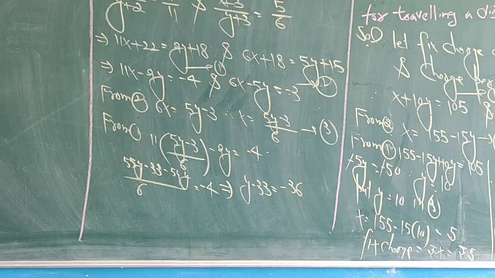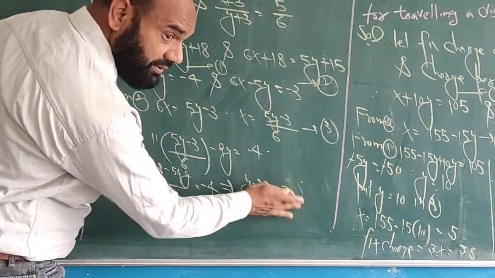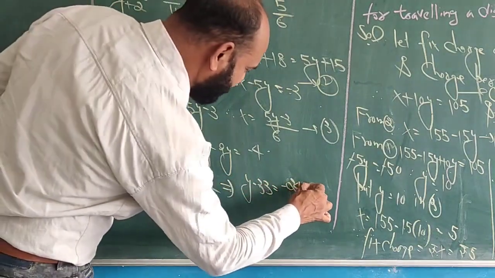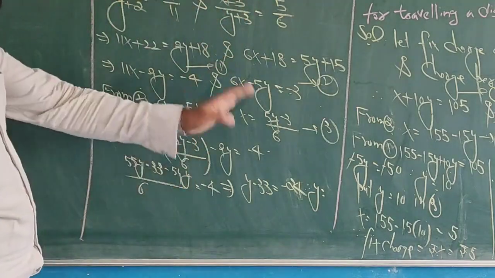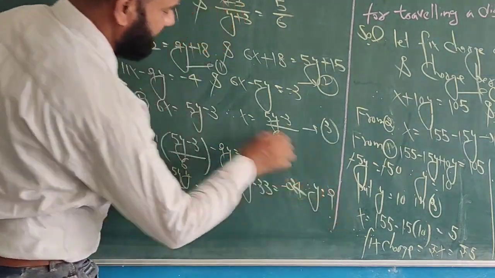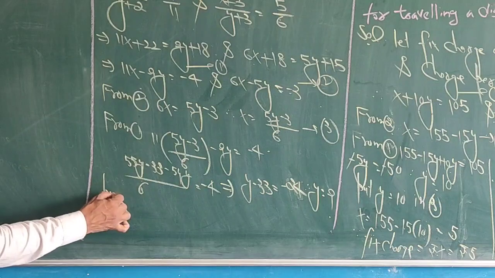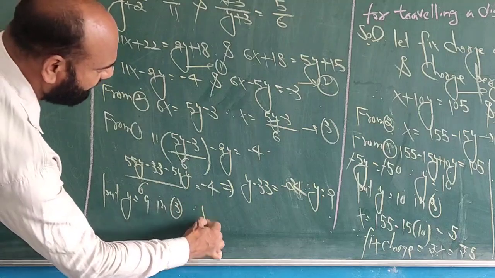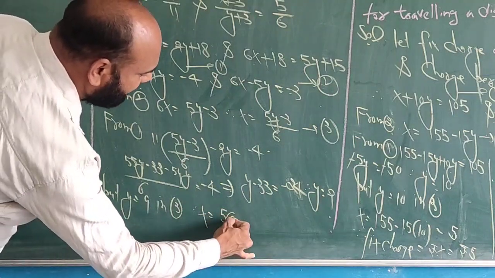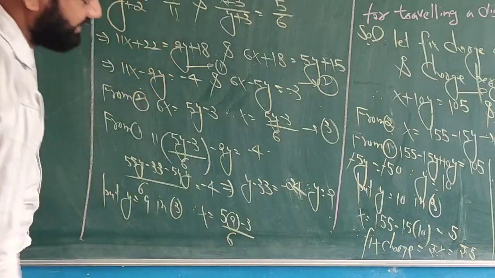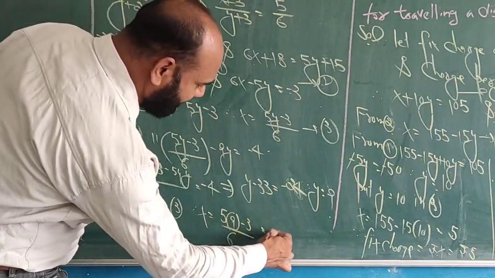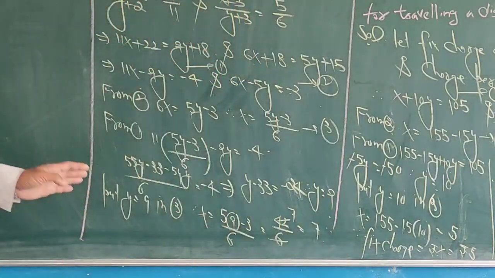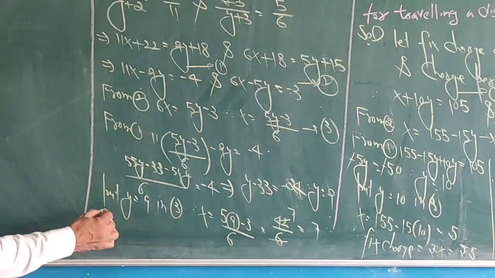So cross multiplying, we get y minus 33 is equal to minus 24. Therefore, y is equal to minus 24 plus 33, and this is 9. Now put y equal to 9 in equation number 3. Therefore, x is equal to 5 multiplied by 9 minus 3 upon 6. This is 45 minus 3, 42 upon 6. We get 7. Therefore, the value of x is 7 and the value of y is 9.